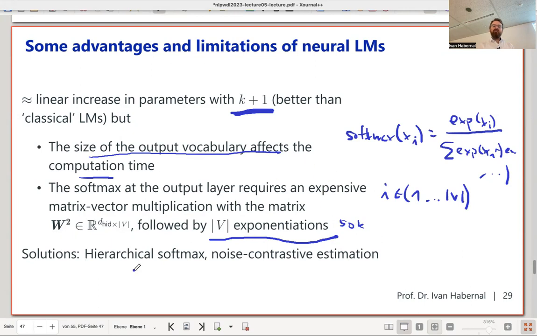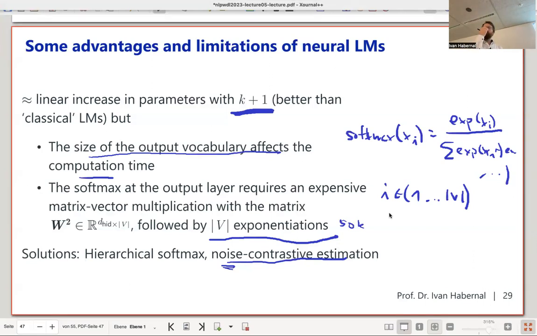How to deal with that, there are some tricks which we are not going to tackle, but I just mention them here. So hierarchical softmax or noise contrastive estimation. Maybe we'll tackle this in the next lecture. But as we build it right now, for every input you need to do 50,000 exponentiations. So it's costly.